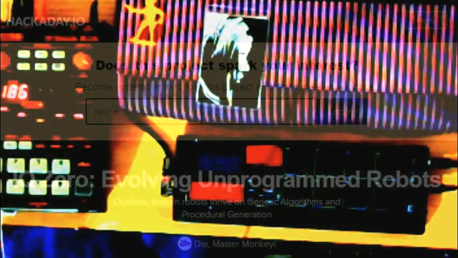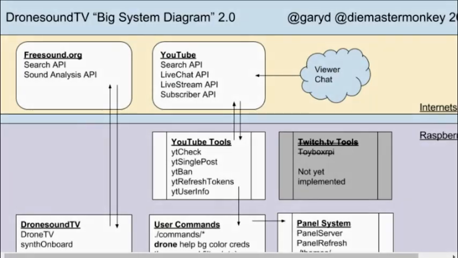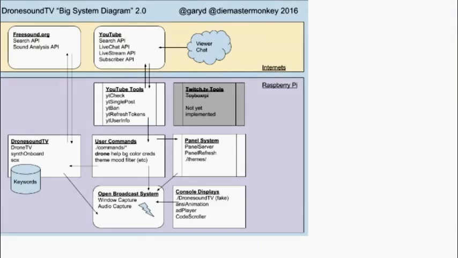Oh, the diagram. I took the diagram away. Hold on. Okay, there's the diagram. You can get the diagram. There's a link to it in the description anyway, so check that out.